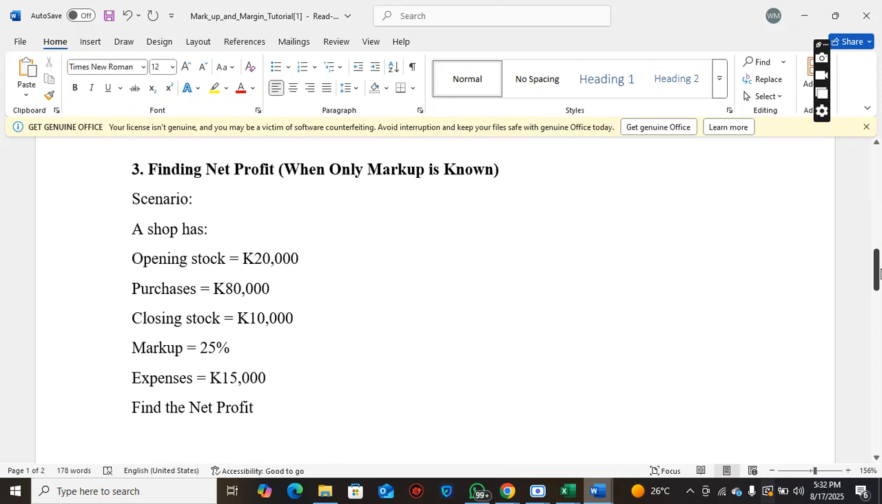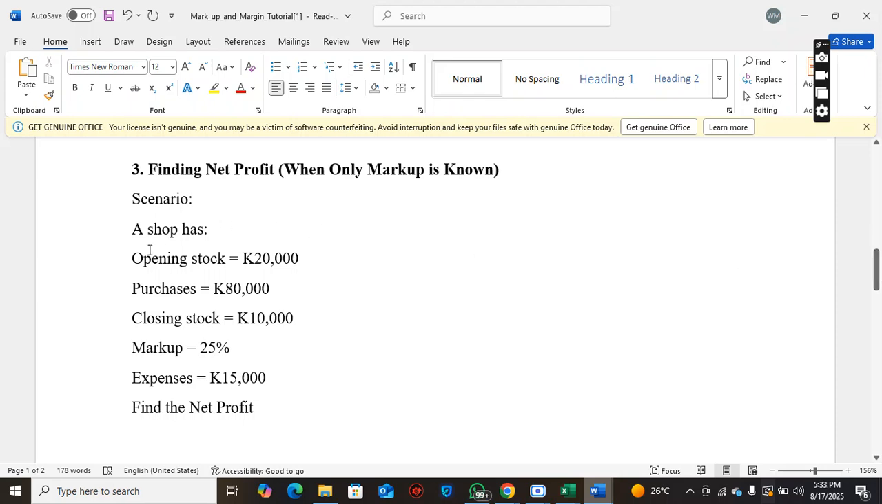So now those are just simple examples. Now here we're going to start putting other information, because this is what you can expect to come tomorrow. Here we need to find the net profit and the markup is only known.